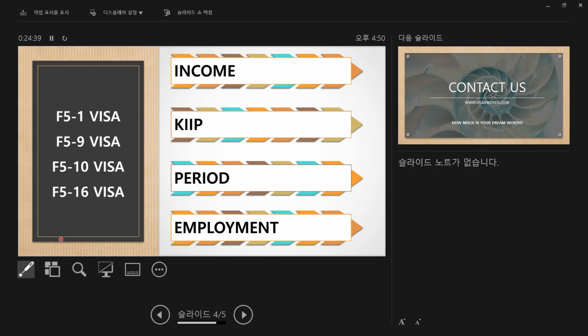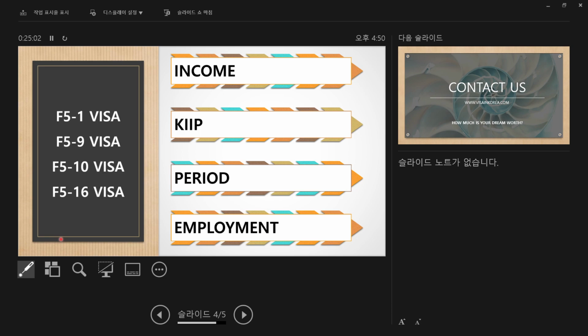But anyway, F5-16 requires that the previous year's income shall be over double the GNI. It doesn't matter whether you work at one company or two companies, or just run your own business. It doesn't matter. KIIP, yes, it is required, stage 5 completion.